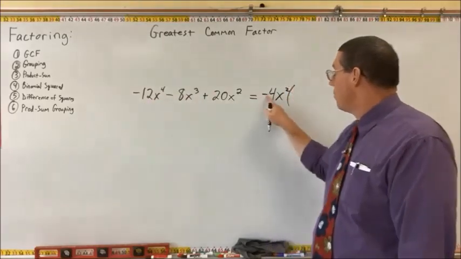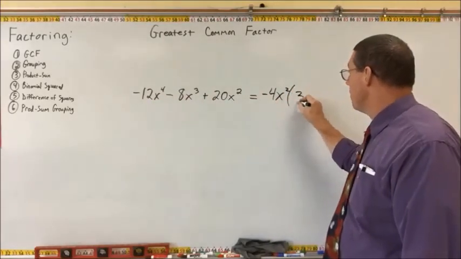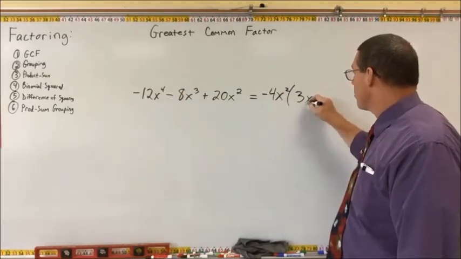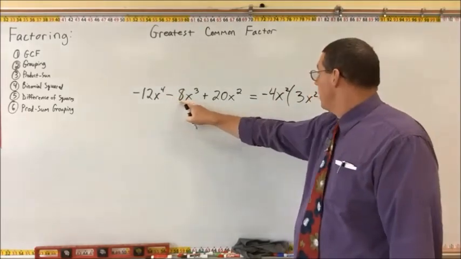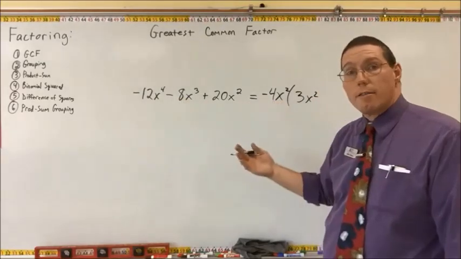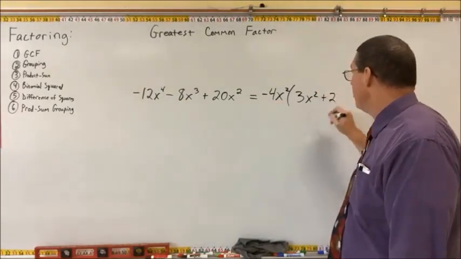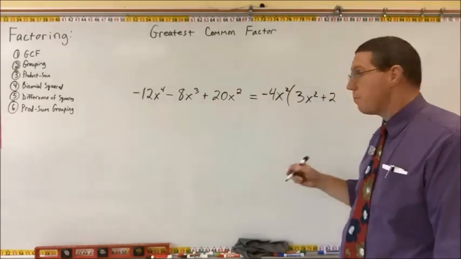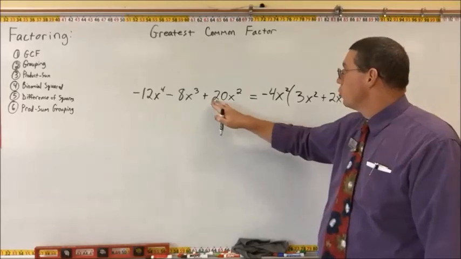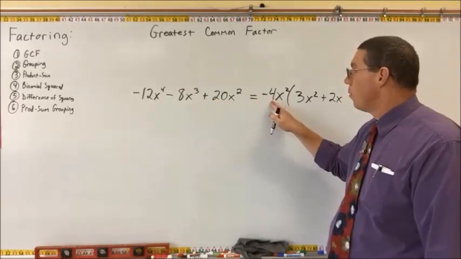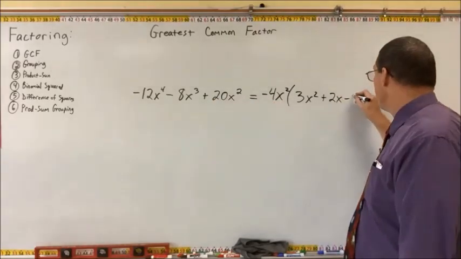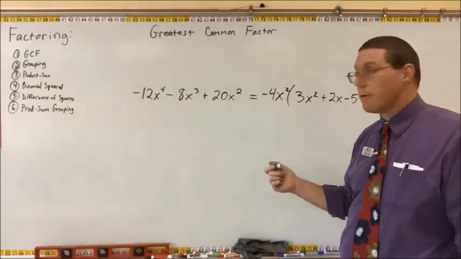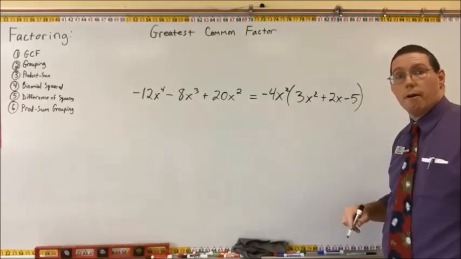Negative 12 divided by negative 4 is 3. x to the 4th divided by x squared is x squared. Negative 8 divided by negative 4 is positive 2, so we're going to put plus 2. And x to the 3rd divided by x squared is x to the 1st power, so just x. And then 20 divided by negative 4 is negative 5, so minus 5, and then x squared divided by x squared cancels out. And so this should be our final answer.